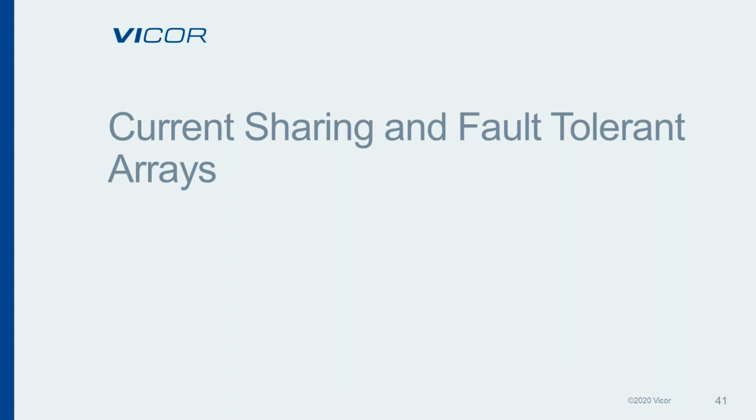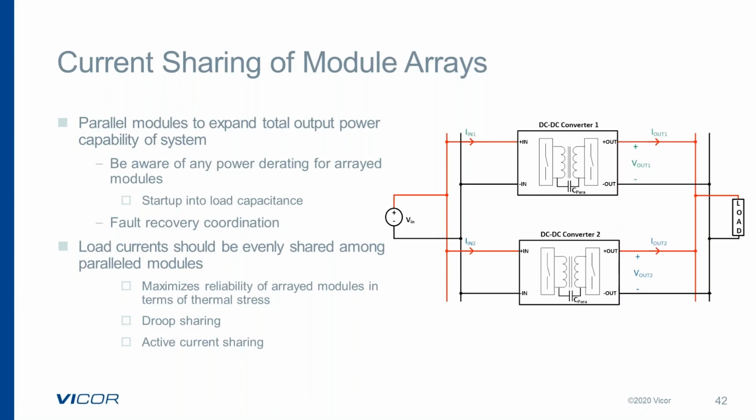Current sharing and fault tolerant arrays. There are many systems that have to be operational even during a fault of a DC to DC converter. In high rail applications, we've got to make sure that the system stays up even when there's a fault on the DC to DC converter. And so this is done by actually creating redundant arrays of DC to DC converters.